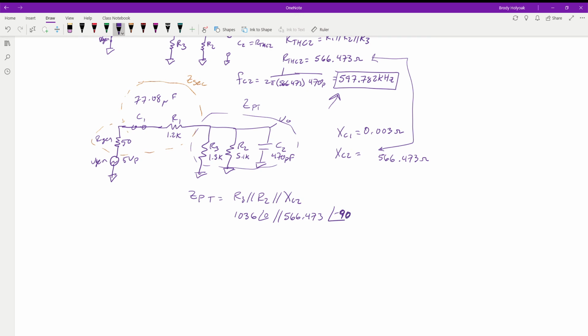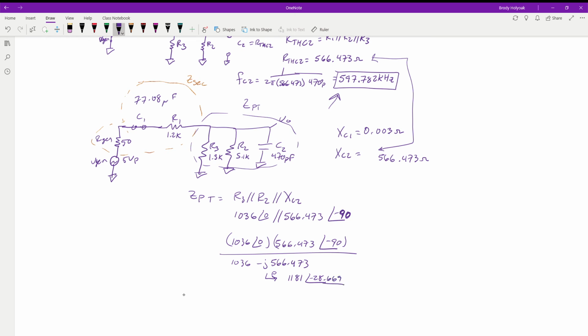So we're going to do product over the sum on these guys because there's only 2 branches, and since we've already combined the resistors together in one, we can do that. So we have the 1036 at 0 multiplied by the 566.473 at negative 90. And then we're going to divide that by the 1036 minus j of 566.473, just adding them together. This guy needs to convert into polar so we can do the division. And that comes out to be 1181 at negative 28.669.